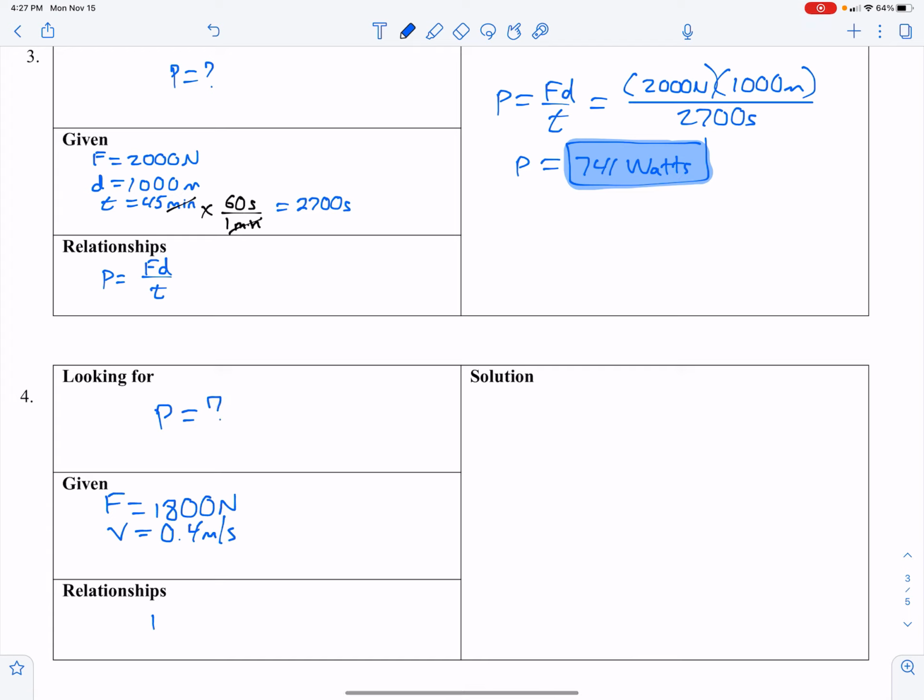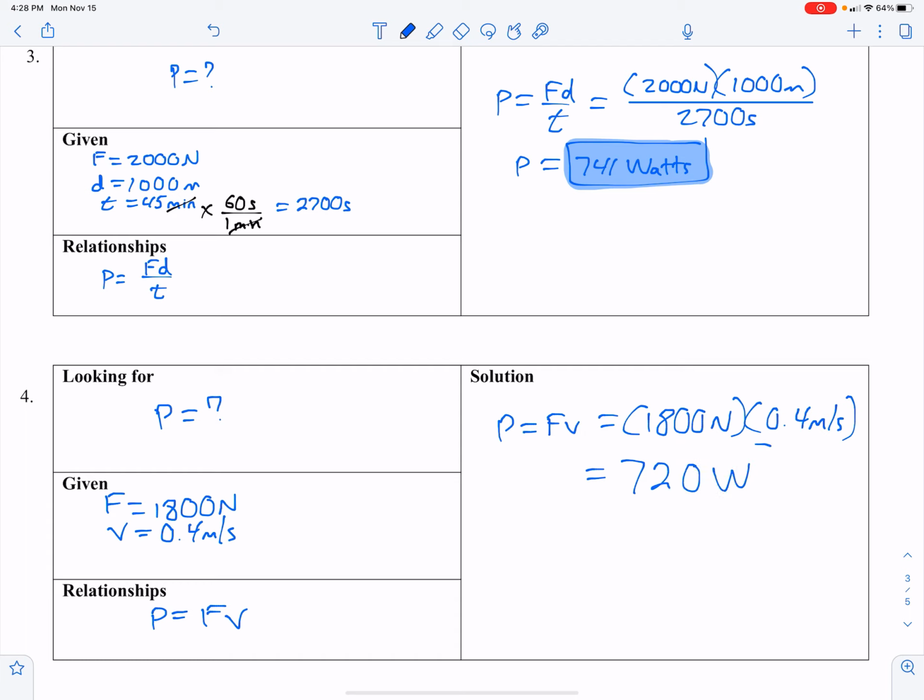Again, you're looking for mechanical power, but this time we're going to use force times velocity. See, the version of the equation you use makes sense based upon the units and the variables given in the problem. And if you do this correct, you should get about 720 watts of power.